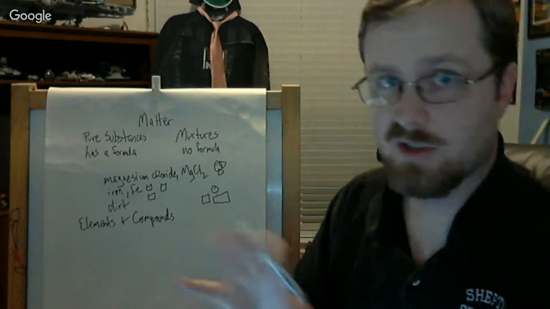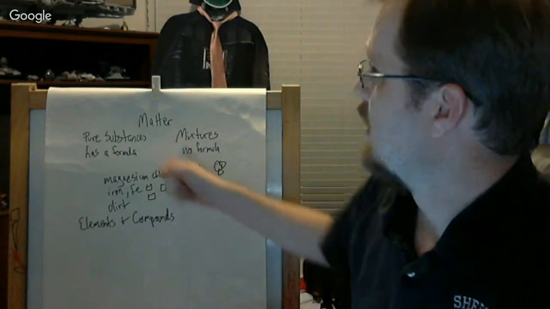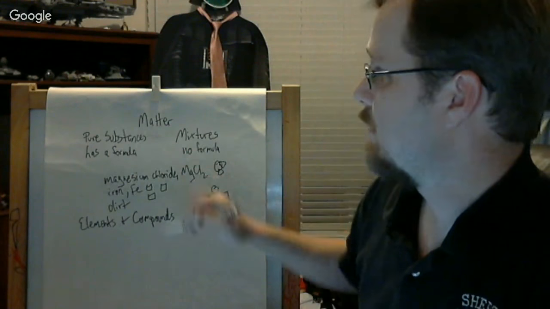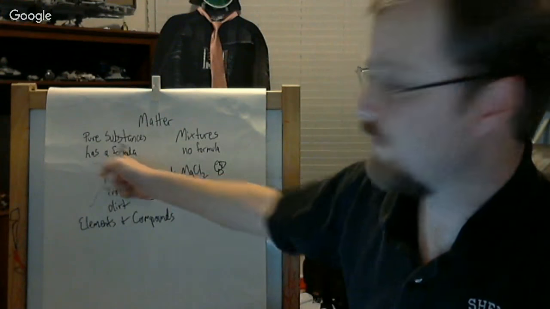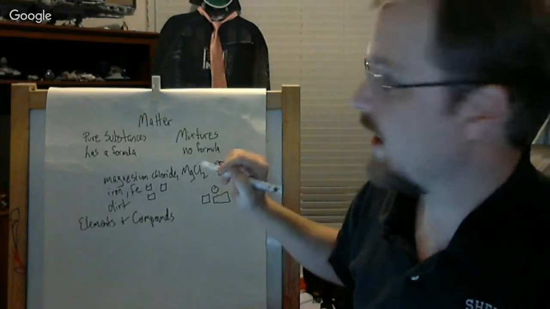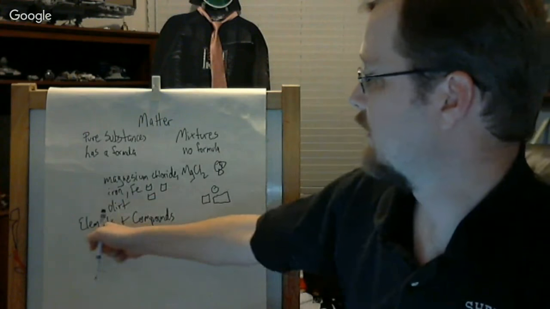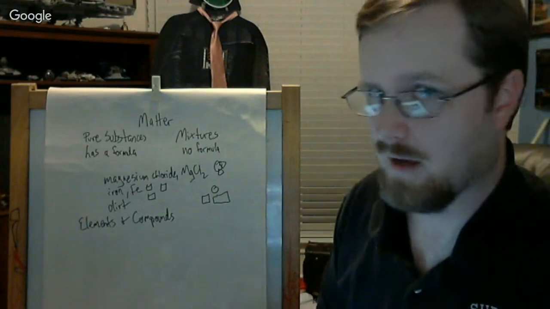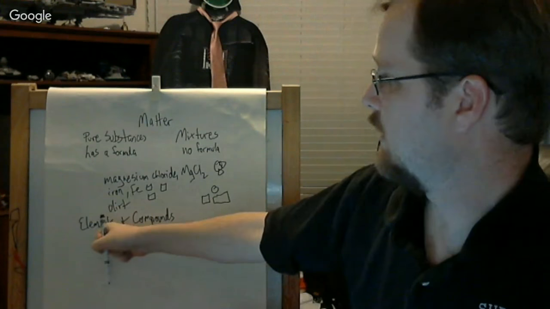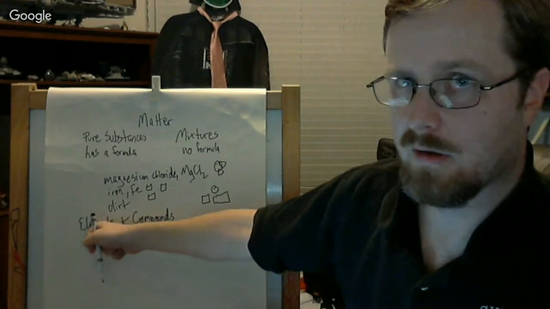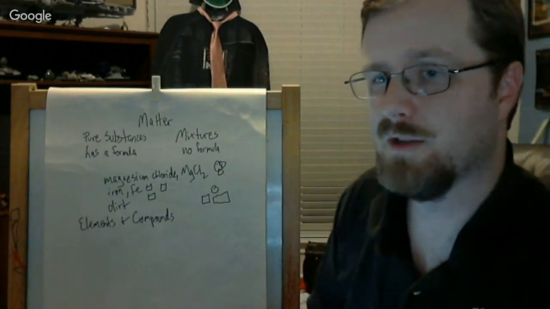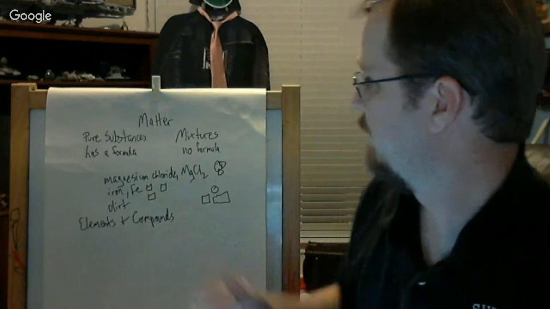Okay, so to quickly sum up everything that I've done so far, we've got pure substances, we've got mixtures. Pure substances have a formula, mixtures do not. Pure substances can be split into elements and compounds. Elements have only 1 capital letter in their formula, and compounds have multiple capital letters in their formula.